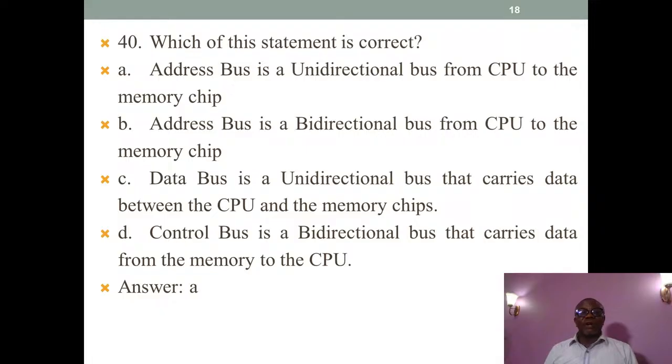B is disqualified because it says it's bidirectional. Address bus is never bidirectional but unidirectional. And the control bus is also unidirectional. From the CPU, it activates, it goes to the enable command or enable input of the chip, so that when it sets a signal there, the chip is enabled to act.